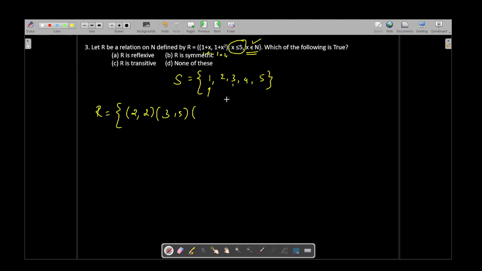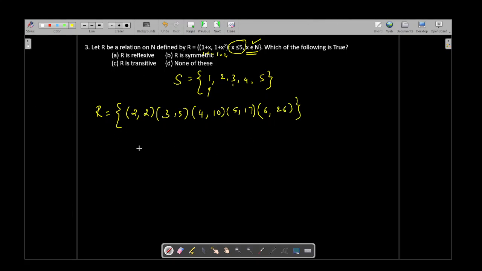Next I'll take x as 3. If x is equal to 3, I'll get 1 plus 3 as 4, and 1 plus 3 square, 1 plus 9 is 10. Next I'll take 4. 1 plus 4 is 5, and 1 plus 4 square, 1 plus 16 is 17. And finally we have 5. 1 plus 5 is 6, and 1 plus 5 square, 1 plus 25 is 26.